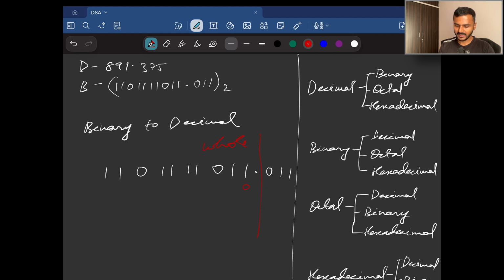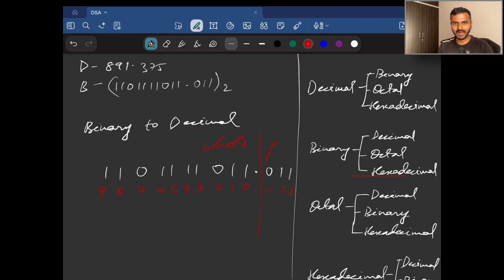We'll put the position as 0. Then we will keep on going to the left and we will put positions as 0, 1, 2, 3, 4, 5, 6, 7, 8 and 9. And for the fractional part, it will be -1, -2 and -3.